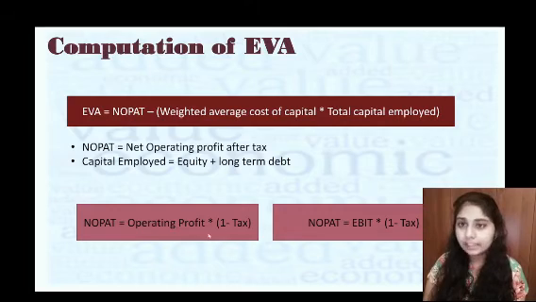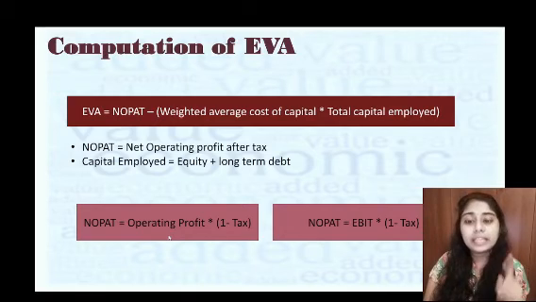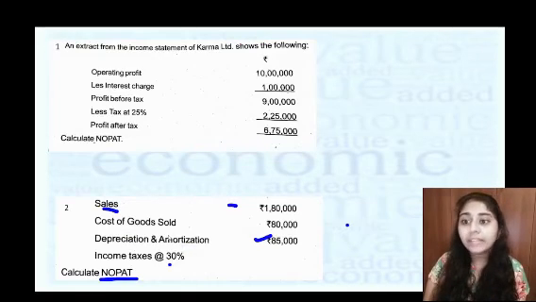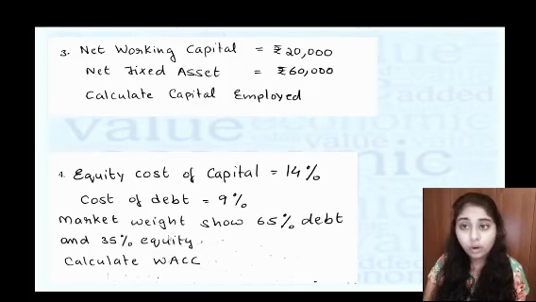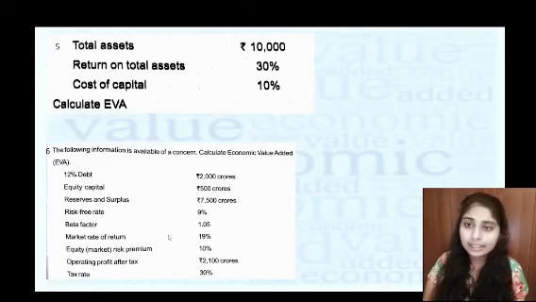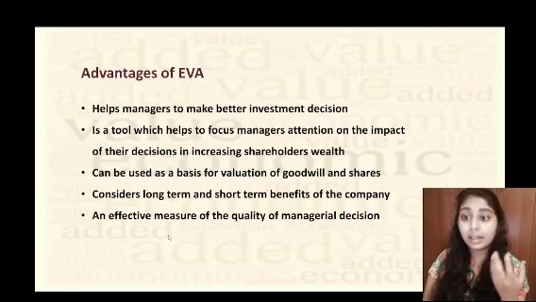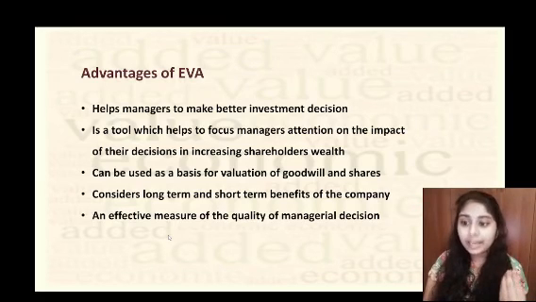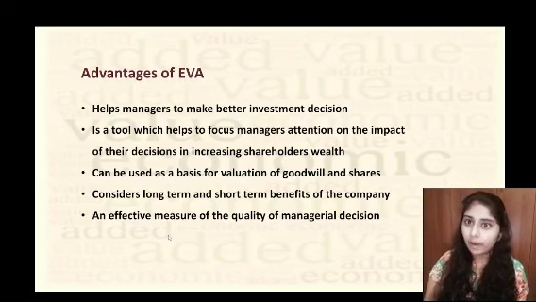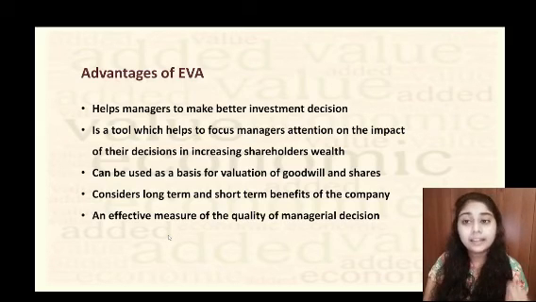We also learned how to calculate NOPAT. We learned two formulas: the first one is operating profit into 1 minus tax, and also EBIT into 1 minus tax. We did some problems to calculate NOPAT, capital employed, WACC, and finally we calculated economic value added. We also discussed the advantages of economic value added, as it helps managers in better investment decisions, helps to evaluate the goodwill and shares of a company, and considers long term and short term benefits of the company. So these are some of the advantages.